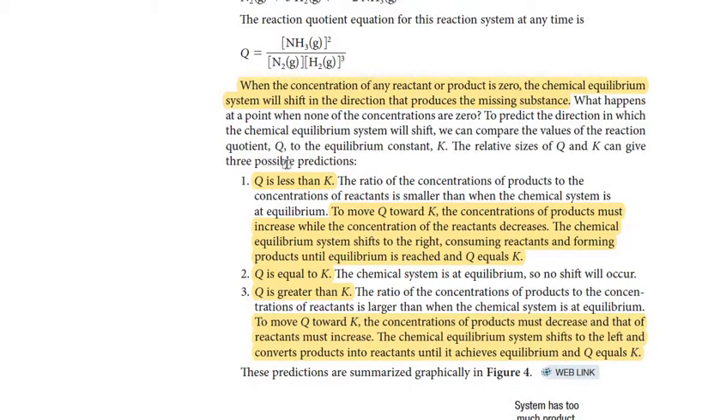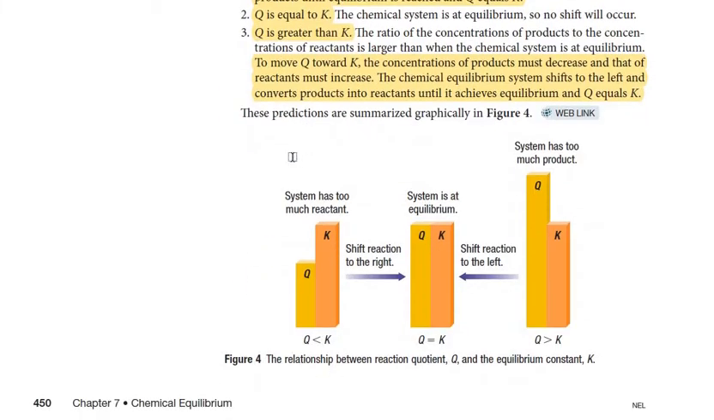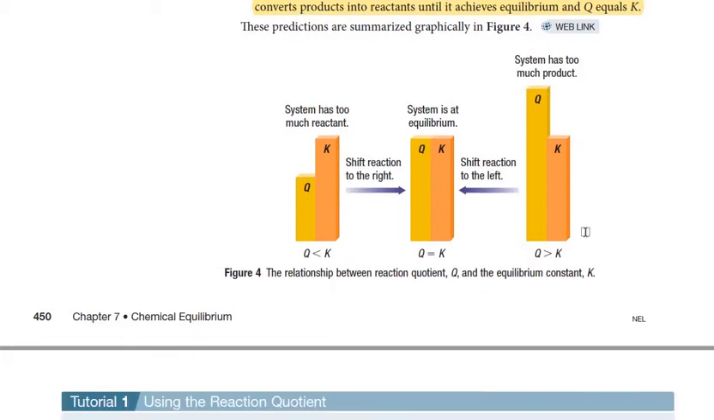So that's what we have here. Let's review it in this figure. When K is greater than Q, the system has too much reactant, so it shifts to the product side. A system at equilibrium means that Q and K are equal, so there is no shift. And the third case, when Q is greater than K, the system has too much product, so it shifts to the reactant side.